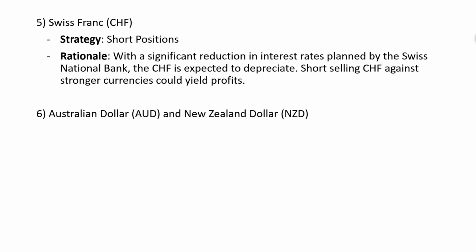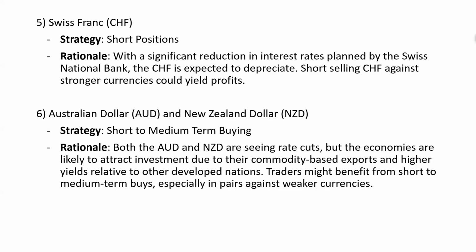As for the Australian dollar and New Zealand dollar, strategy, short to mid-term buying. Both Aussie and New Zealand are seeing rate cuts, but the economies are likely to attract investments due to their commodity-based exports and higher yields relative to other developed nations. Traders might benefit from short to medium-term buys, especially in pairs against weaker currencies. Okay.